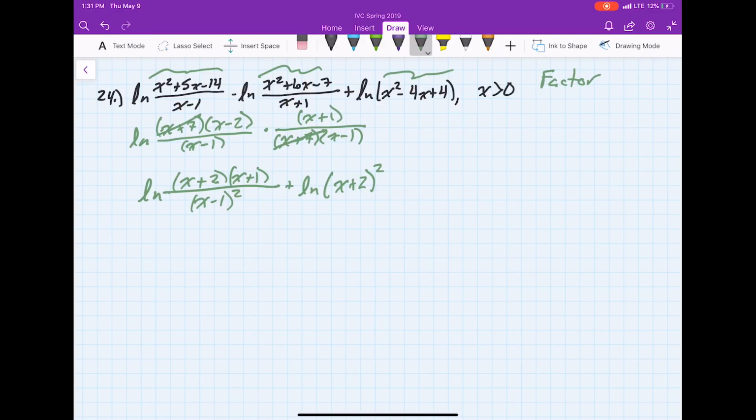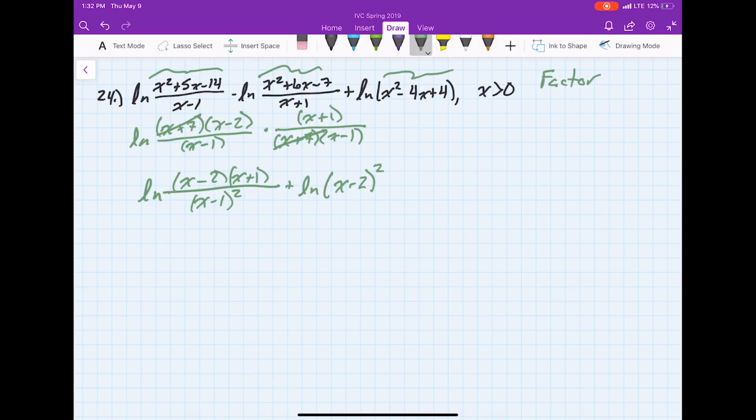Wait a minute. I have messed something up here. That should be minus. But this guy should be minus as well. That's where I messed up. I knew I was going to have to combine something else in this problem, so glad I caught that.